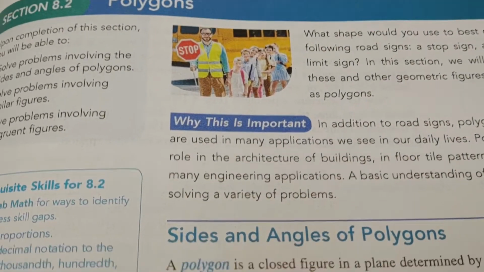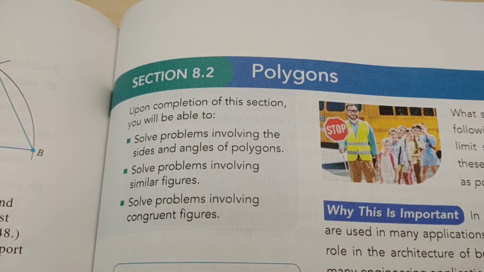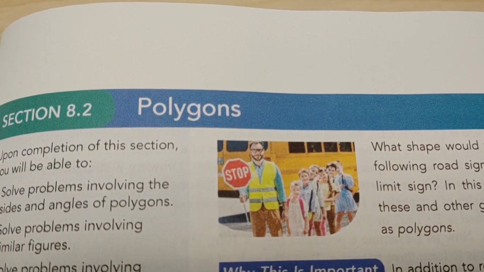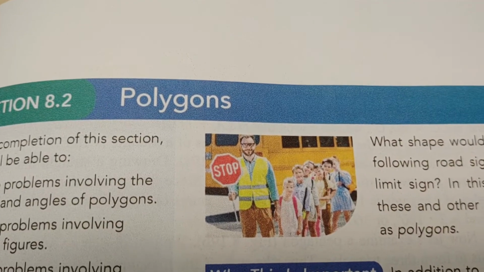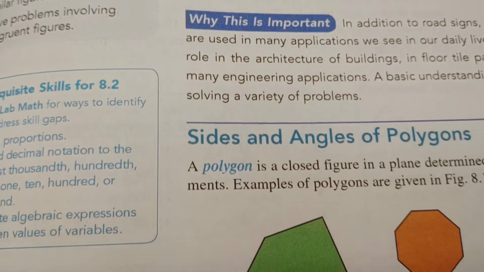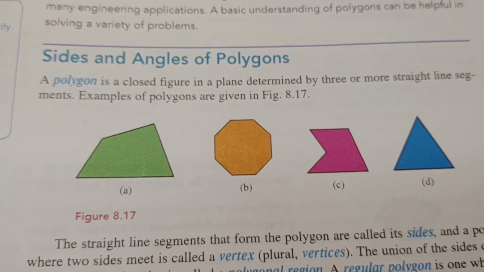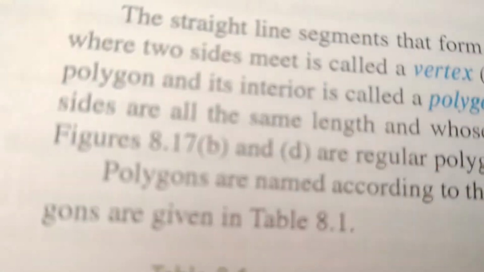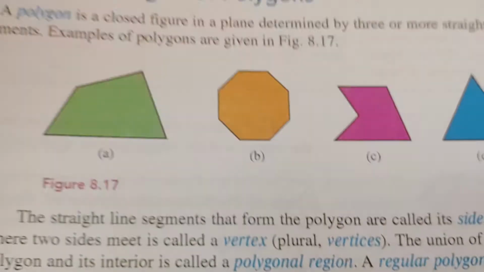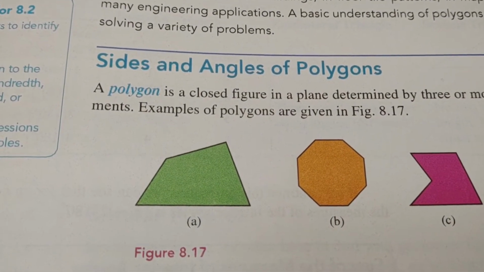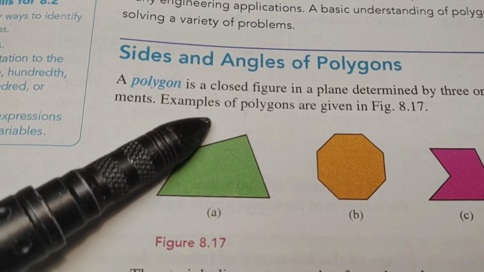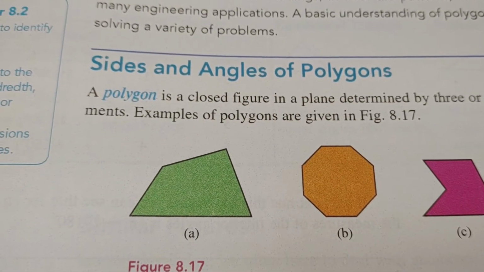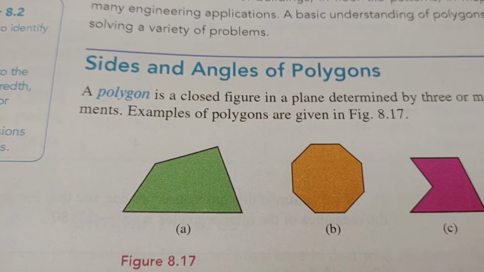Okay, this is Chapter 8, Section 2, Polygons. Make sure you understand that the prefix poly means many, and gons means sides. So these are many-sided shapes. For instance, if we look at this one here, we have 1, 2, 3, 4 sides. So that is a four-sided shape, or four-sided polygon.